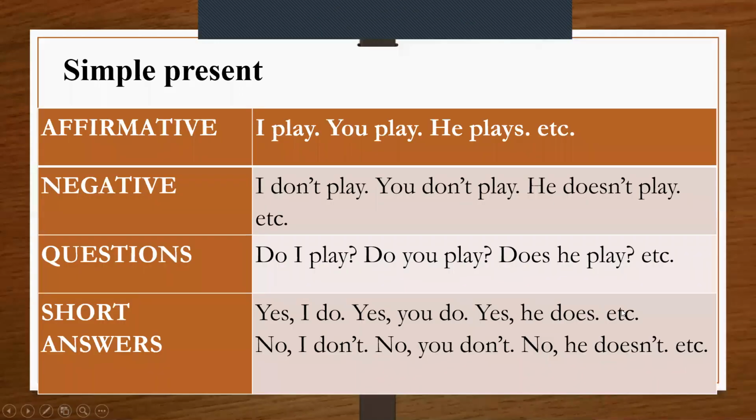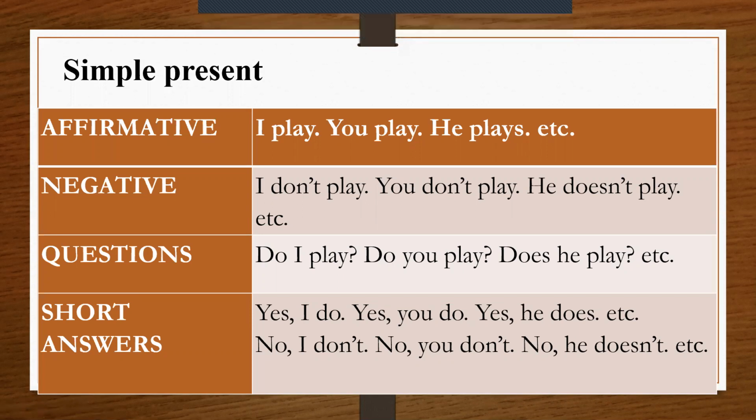Simple present. In the affirmative, we use the subject and the verb. For example, I play, you play, he plays. In the negative, we use don't and doesn't. I don't play, you don't play, he doesn't play.